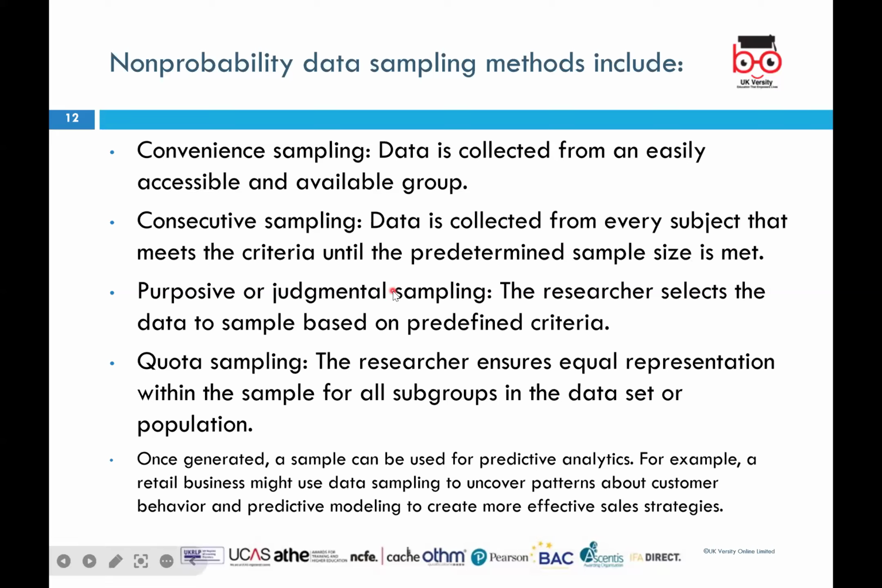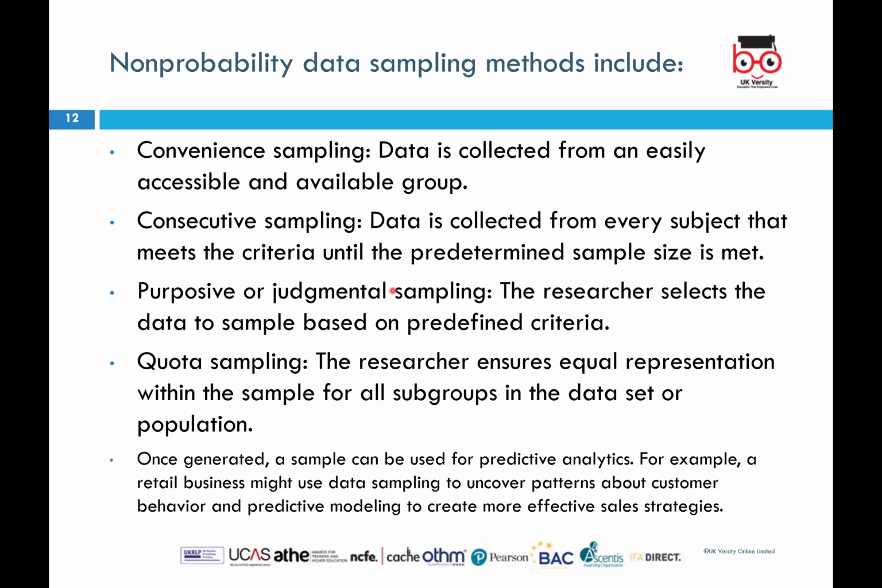Purposive or judgmental sampling is, again, a type of non-probability sampling. Remember, this is a weak method of sampling, but we don't have a choice, because at times we can't go for random sampling, which requires a lot of resources. Purposive sampling or judgmental sampling: the researcher selects the data to sample based on predefined criteria. So I say that I need people 15 to 40 years of age. That's my purpose, and that purpose will judge my sampling. I don't want anyone else of any other age. So that is called purposive sampling.